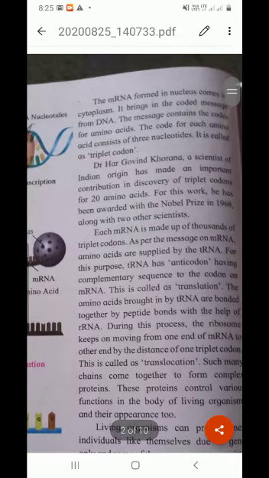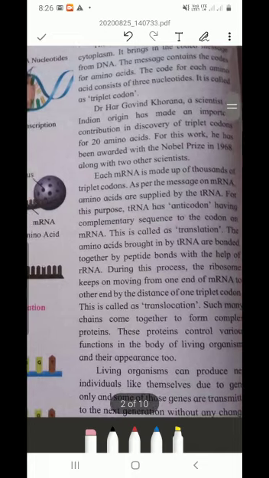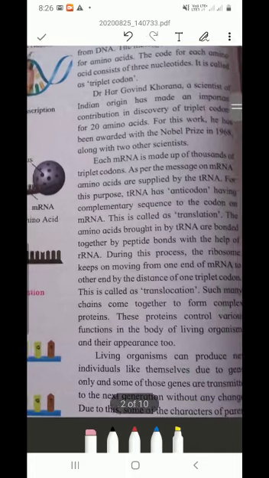Now here is one scientist, Dr. Hargovind Khorana, who was an Indian. He discovered the triplet codons for 20 amino acids. For his work he got a Nobel Prize in 1968. Then each mRNA is made up of thousands of triplet codons.